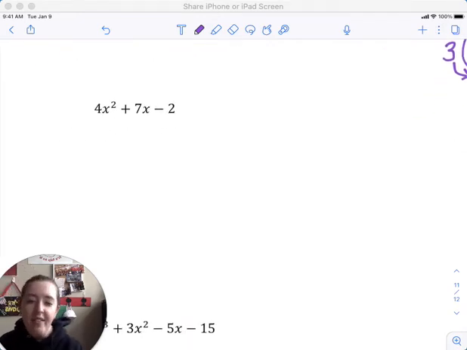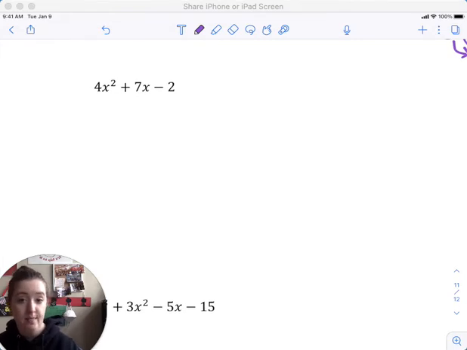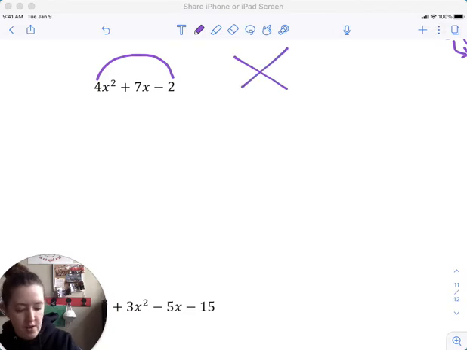All right, do we have a greatest common factor with 4x squared plus 7x minus 2? No, I don't have a greatest common factor there. So I'm just going to have to go ahead and split the middle term since we have a quadratic trinomial there. We will multiply our ends. 4 times negative 2 is negative 8. Our b value is 7. We want two numbers that are going to multiply to negative 8 and add to 7. So that will be positive 8 and negative 1.